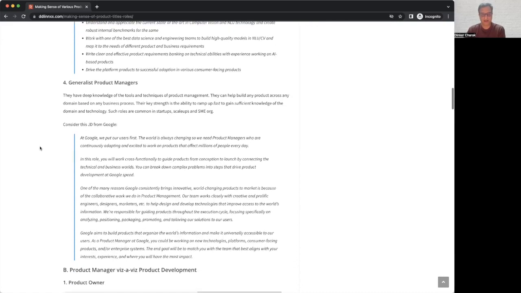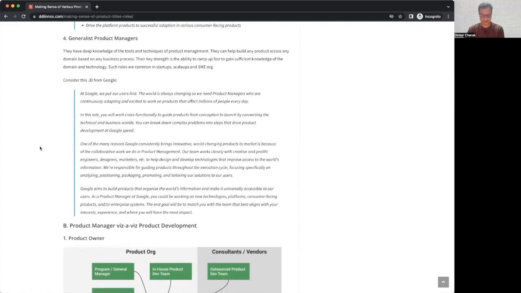And the fourth are the generalist product managers. This reminds me of a story from IDEO. The founder of IDEO tells this story, if I remember correctly.